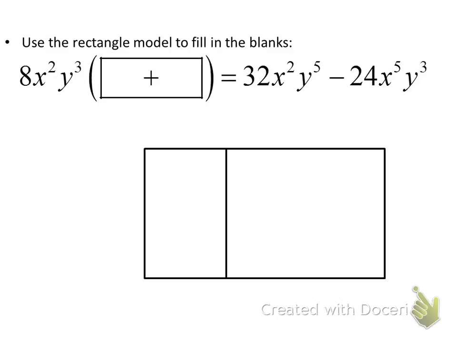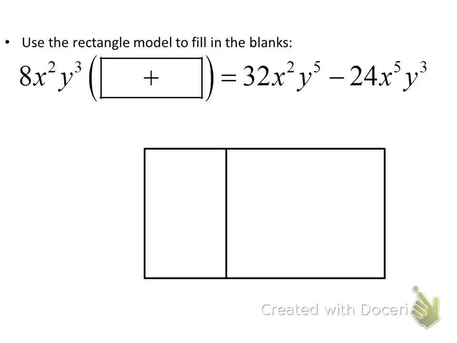Let's just do this backside. So we have 8x squared y cubed plus, I don't know, equals 32x squared y to the 5th minus 24x to the 5th y to the 3rd. Let's see here. What does this part represent? Zach, the answers in the box. What do the answers in the box mean though? What's that called of the rectangle? The area.